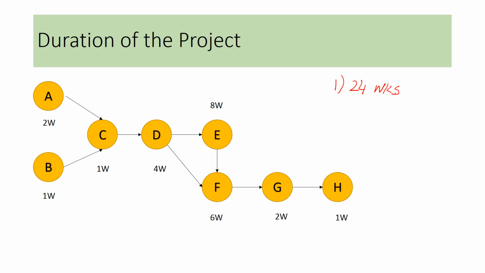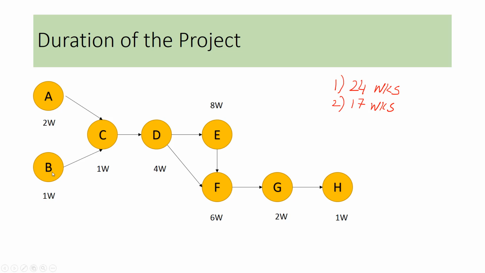Now, the second path would not be very different from our first path. The only difference would be that there are two possible paths between task D and F, going through E or directly from D to F. So if we sum up the durations of tasks A, C, D, F, G, and H, it would come up to 17 weeks. So let's write this one down as well. Our second path is giving us the duration of 17 weeks.